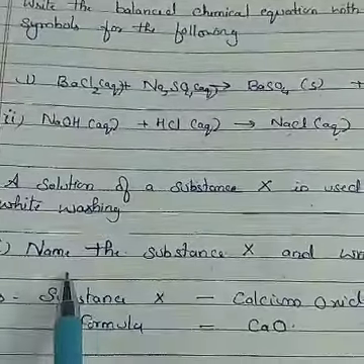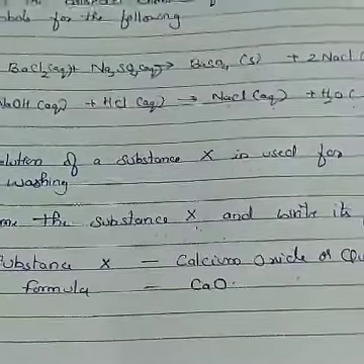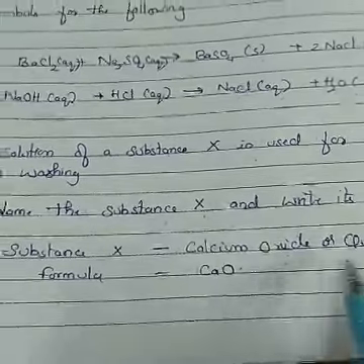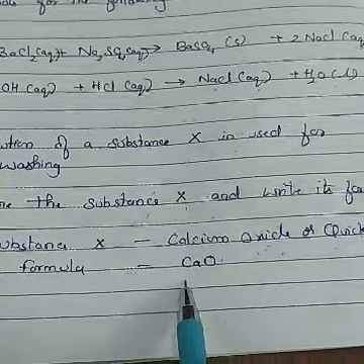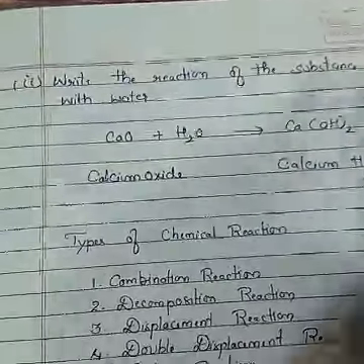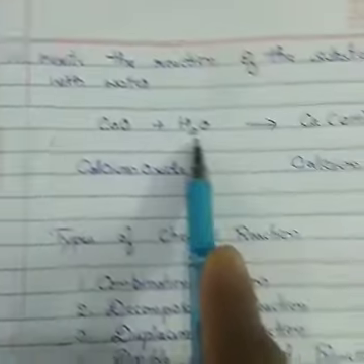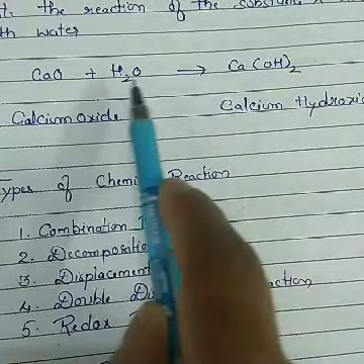The first question is name X and write its formula. For whitewashing, we use only one substance which is called calcium oxide. The formula of calcium oxide is CaO. The last question. Write the reaction of the substance X with water. When this calcium oxide is made to react with water, it forms calcium hydroxide, Ca(OH)2.